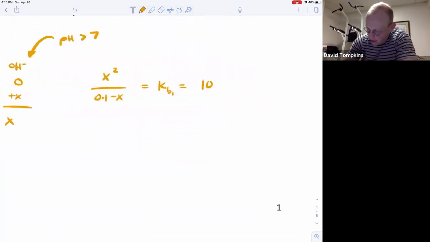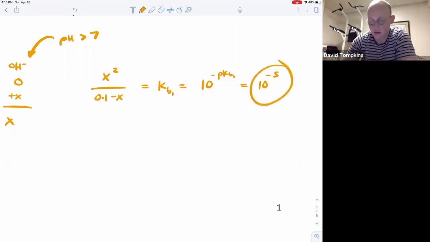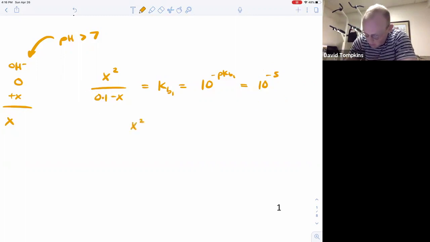So I'm going to say it's 10 to the negative pKb1. That's the way you get the antilog, or 10 to the negative 5. And on the exam, if you have a quadratic solver in your calculator, that's the most efficient way to do this and get the exact answer. But when this is so small, a 10,000th of the concentration, 4 orders of magnitude smaller, then you're going to get the same answer by just doing this representation.